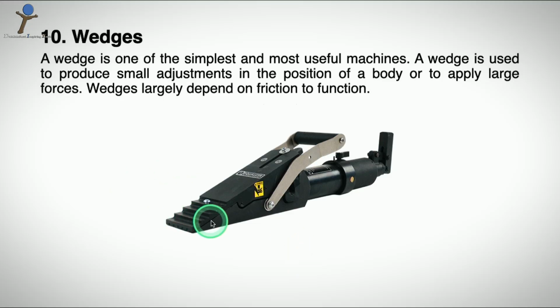Wedges. A wedge is one of the simplest and most useful machines. A wedge is used to produce small adjustments in the position of a body or to apply large forces. Wedges largely depend on friction to function.